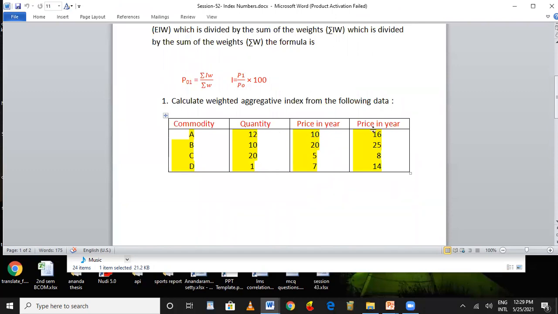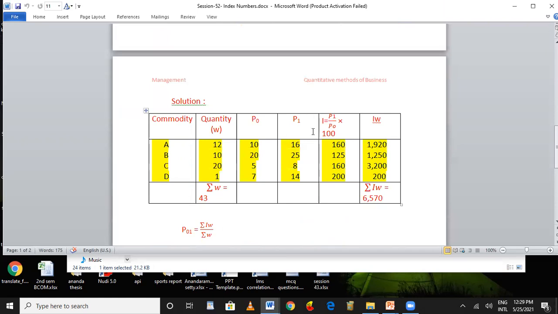Then P1 is 16 divided by 10. Here they have given that P1 is 16, P0 is 10. So 16 divided by 10 into 100 comes to 1.6 into 100, which is 160.